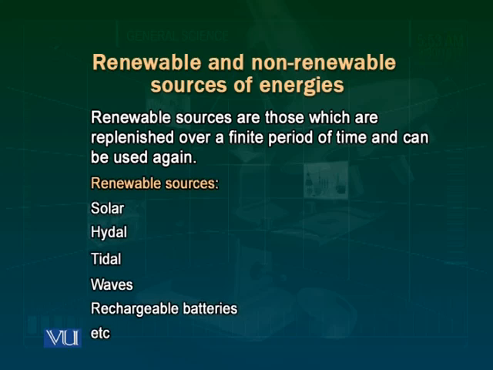Now, renewable sources are those which can be replenished in a finite period of time. For example, solar energy: every morning the sun rises, every evening it sets, the next day the sun rises again. Therefore, this is an energy which is available day in, day out. It is available on Monday, Tuesday, Wednesday, Thursday. Unless something happens to our sun, it is going to go on within our lifetimes.